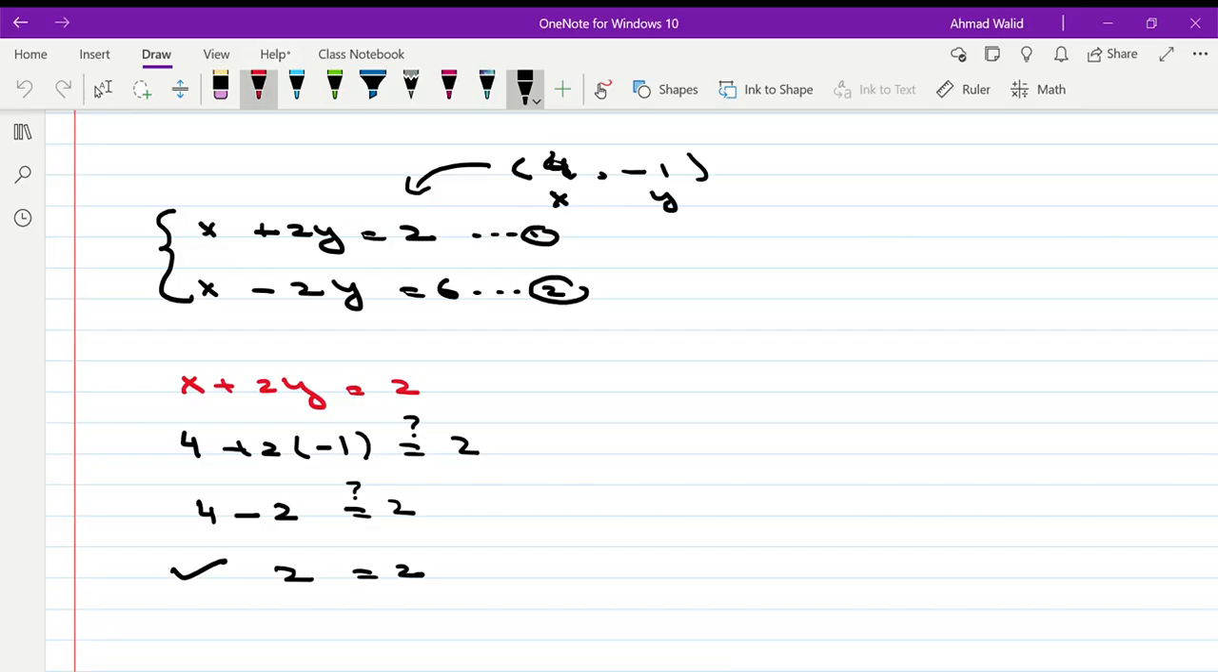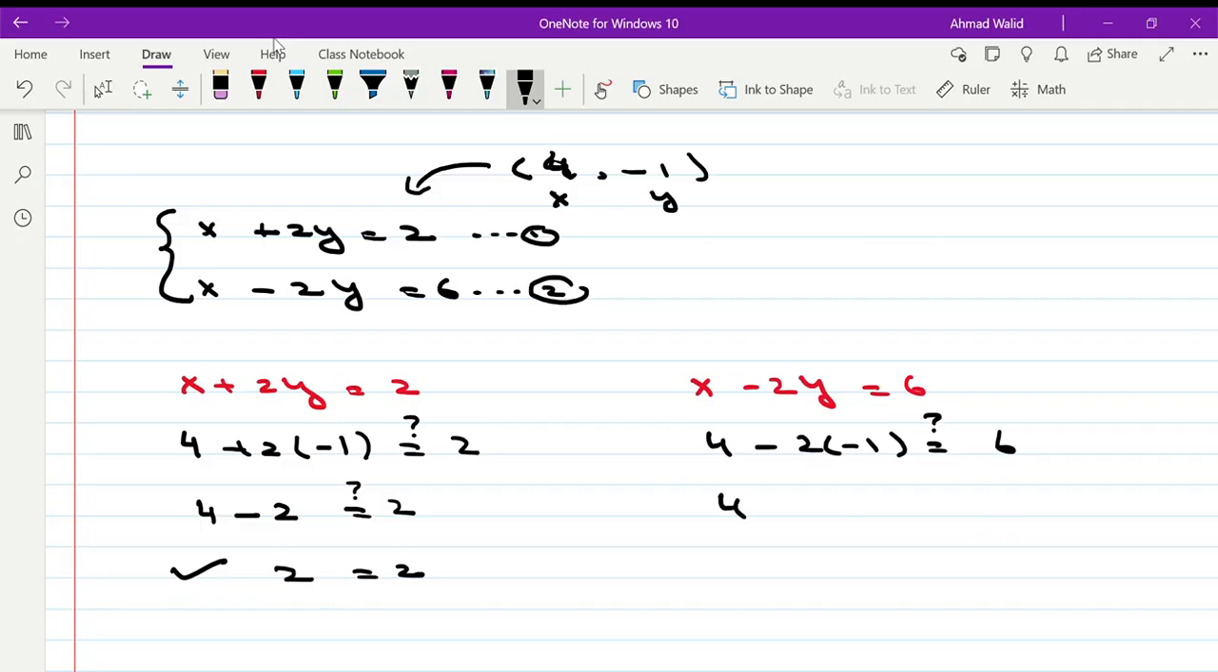But at the same time, it should be the solution for equation number 2 also. Let's check our equation number 2. Equation number 2 is x minus 2y equals 6. I'll again plug in the value of x and y in this equation. Then 4 minus 2 times -1 equals 6. Is this equal to 6? Let's check.